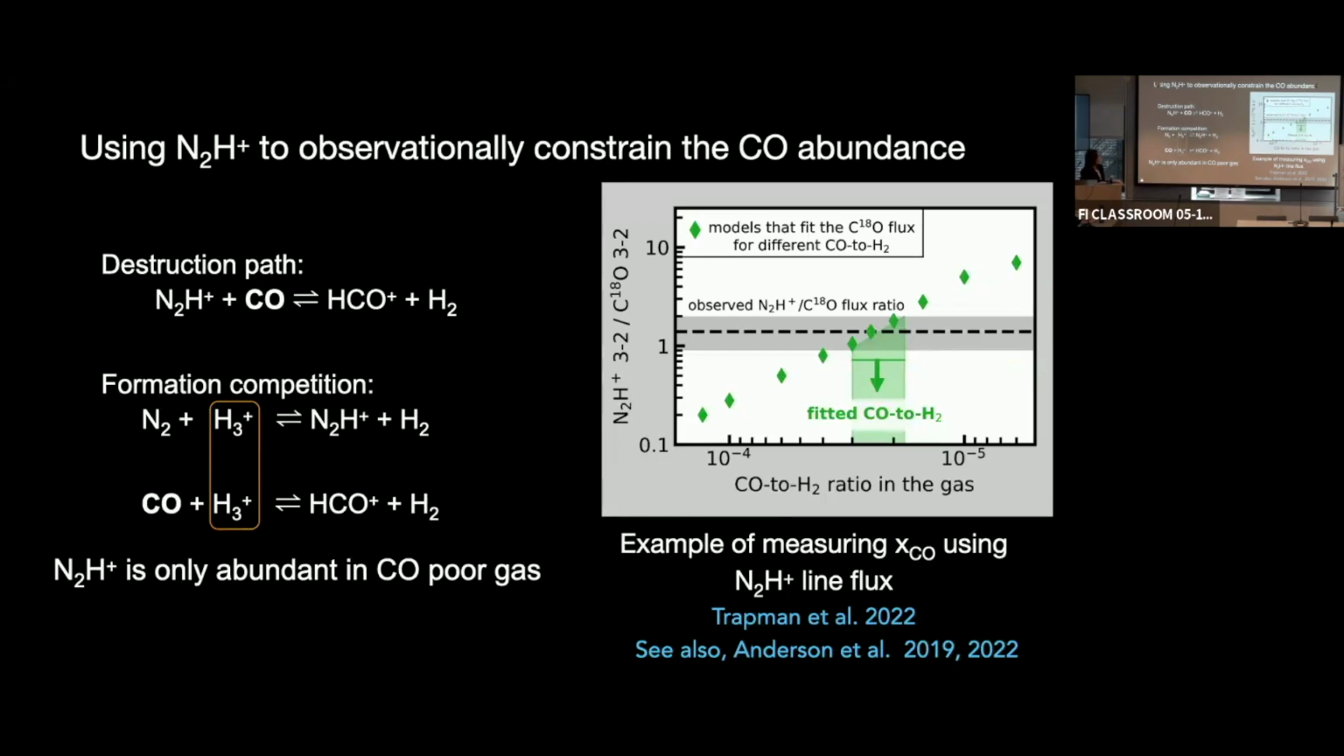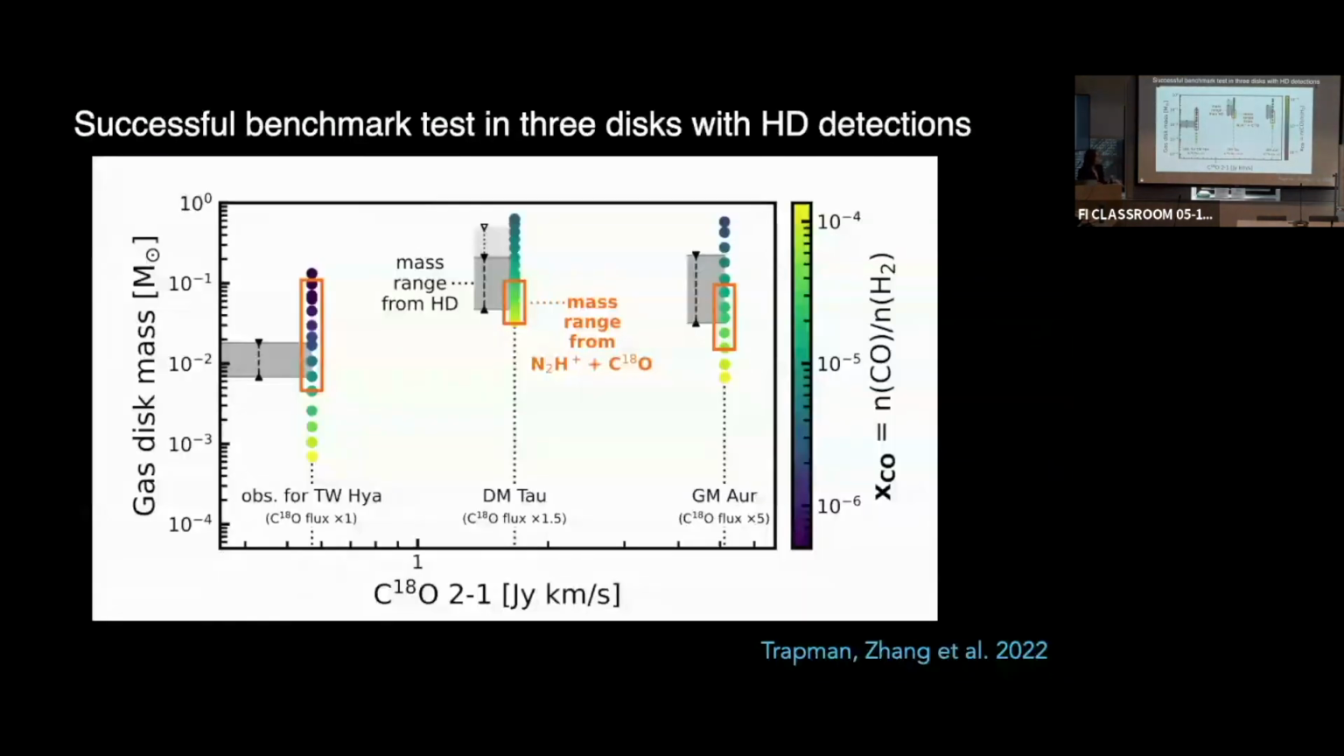Okay, so we have done a benchmark test with 3 disks, for which there is an independent measurement of gas mass, which comes from hydrogen deuteride. Those measurements were done with the Herschel Space Telescope. Because we don't have a far-infrared space telescope now, those are the only 3 fundamental data points we have. We can do the benchmark test.